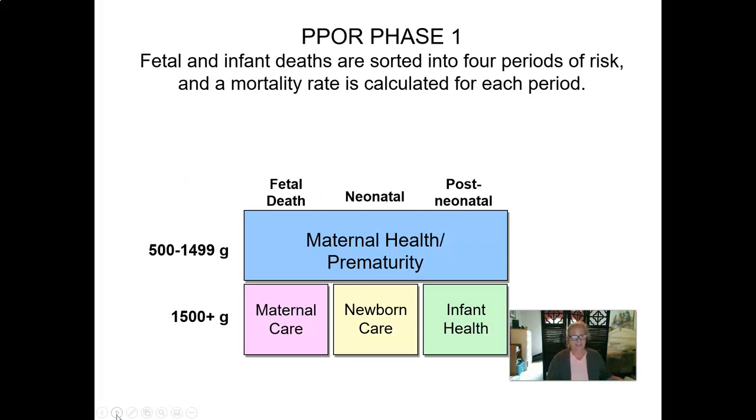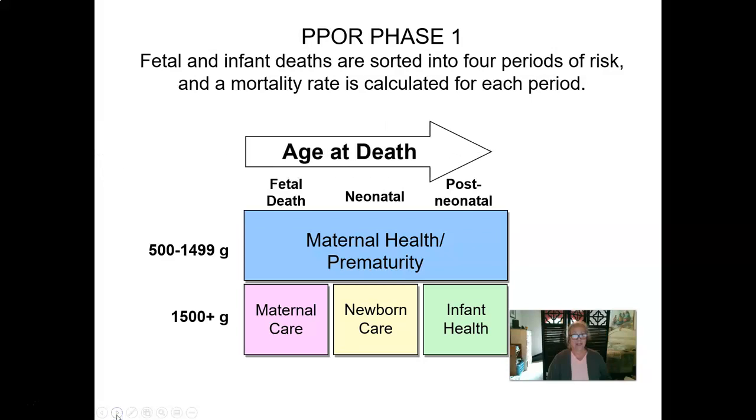And this is the very beginning of PPOR. The main idea at first is sorting the fetal and infant deaths into this 2x3 table. So there are 2 dimensions on the table. The first dimension is age at death. So fetal deaths are babies that die before they're born, and we restrict them in PPOR to 24 weeks or more for fetal deaths, and also 500 grams or more for all of the deaths. Neonatal deaths is the first 27 days.